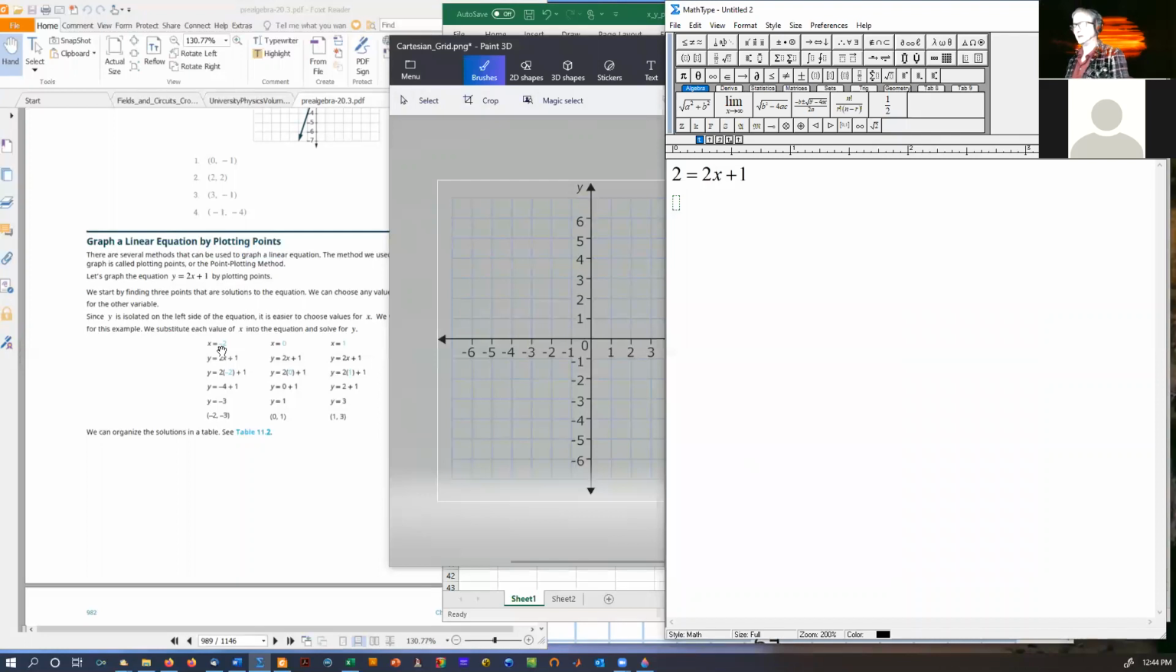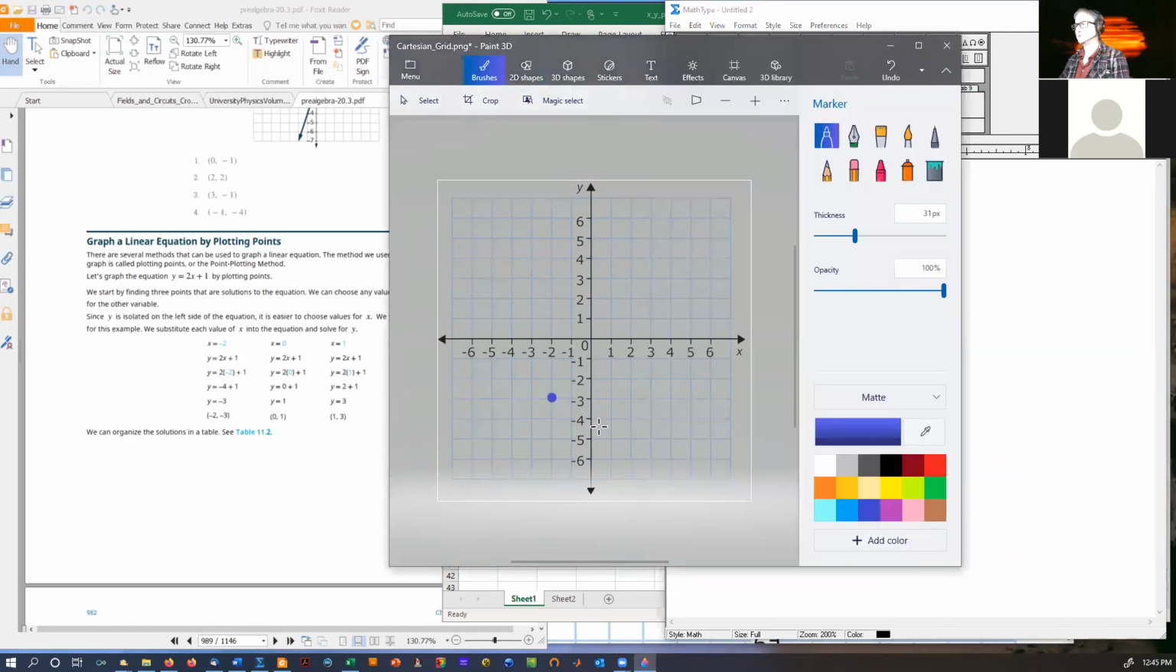And so you would substitute that in. So y is equal to 2 times -2 plus 1, which is equal to -4 plus 1, which is equal to -3, right? So that's what they've done there. You come out and you get -2, -3. And so then you would plot that point for x equals -2 and y equals -3. So -2, and then -3. 1, 2, 3, right?